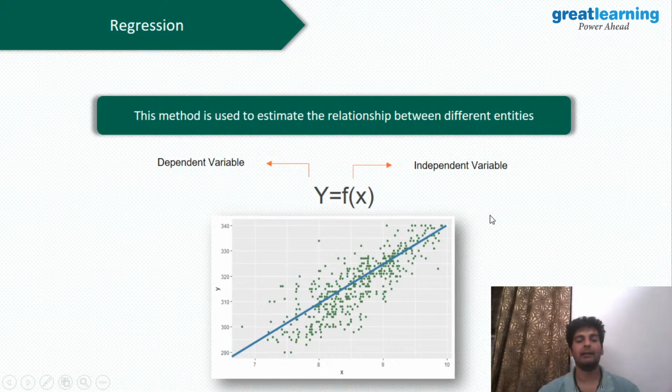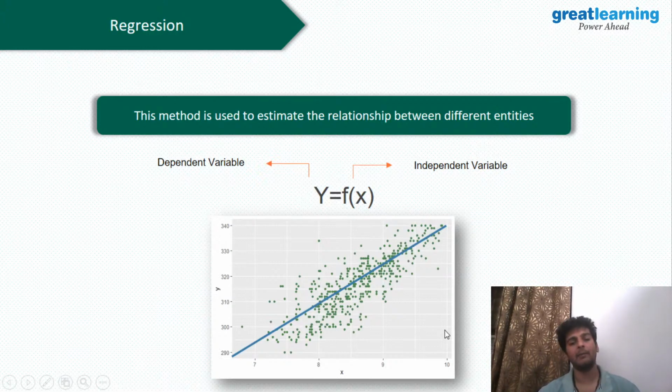So similarly we have regression. In regression, our dependent variable would be numerical. So in classification our dependent variable was categorical, but when it comes to regression, and especially linear regression, our dependent variable would be numerical in nature.